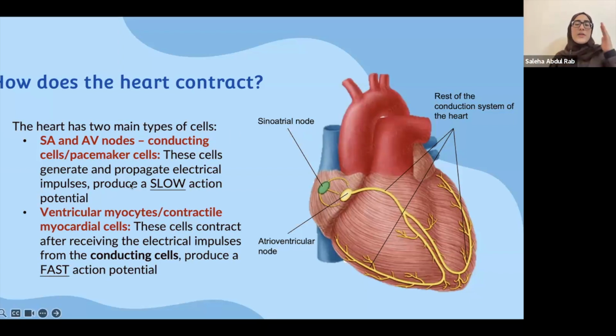And when you compare the action potential of the conducting cells or the pacemaker cells to the action potential of the contractile cells, the SA and AV nodes have a slower action potential, whereas the contractile cells have a much faster action potential.